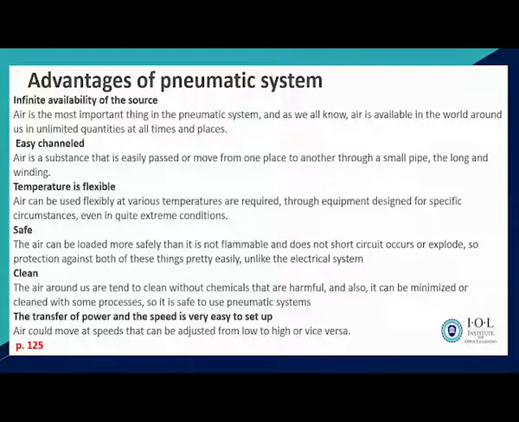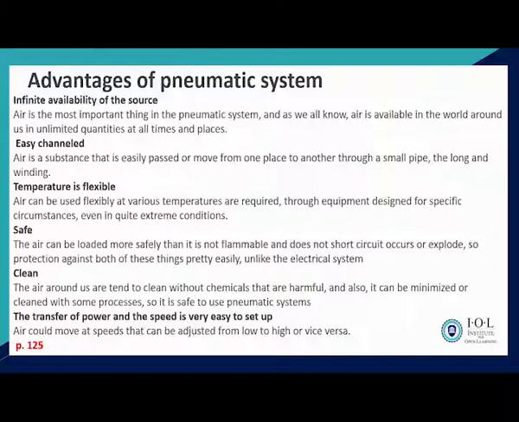The advantages of the pneumatic system: it uses air. Air is the most important thing in the pneumatic system. And as we all know, air is available in the world around us in unlimited quantities at all times and places. Air is easily moved from one place to another through a small pipe, long and winding. Then we also have flexibility. Then we also have safety. Air can be handled more safely. It's not flammable and no short circuit occurs.